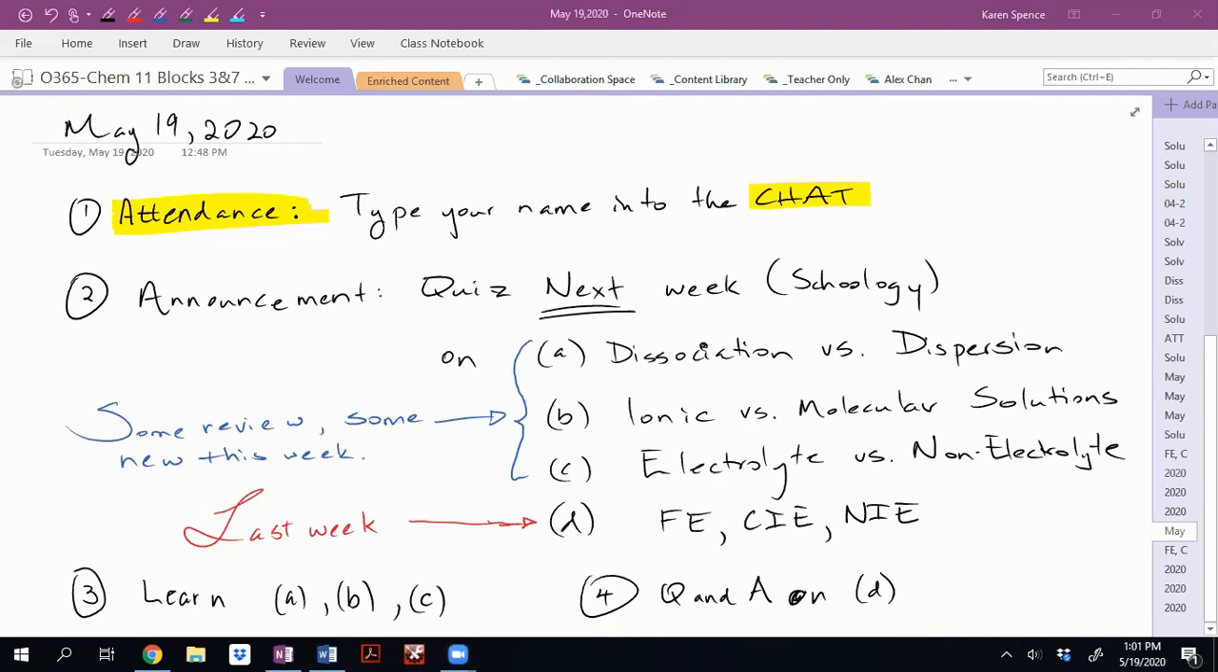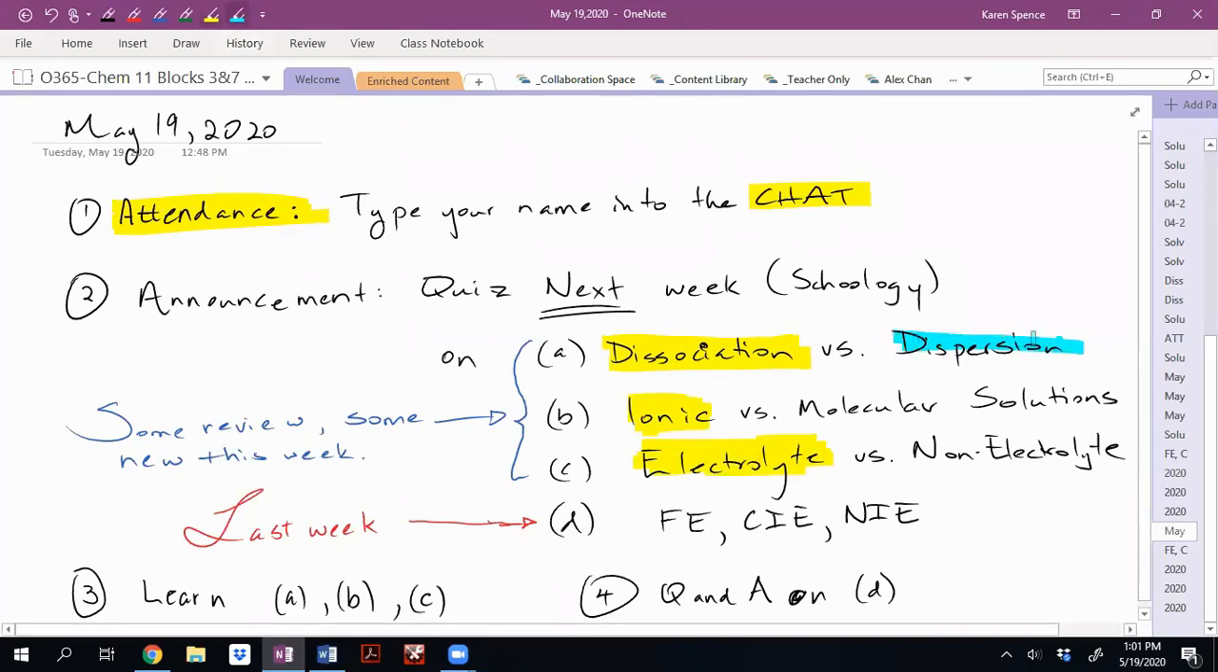Okay, so just something to keep in mind is that for dissociation, I wrote everything that goes together in the same place. So dissociation goes with ionic solutions and it goes with electrolytes. Dispersion, which we're going to learn about today, goes with molecular solutions and it goes with non-electrolytes. So that will be helpful.